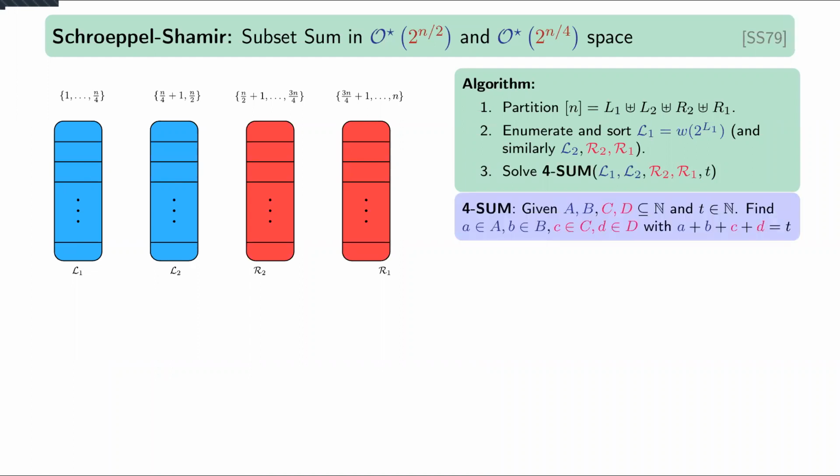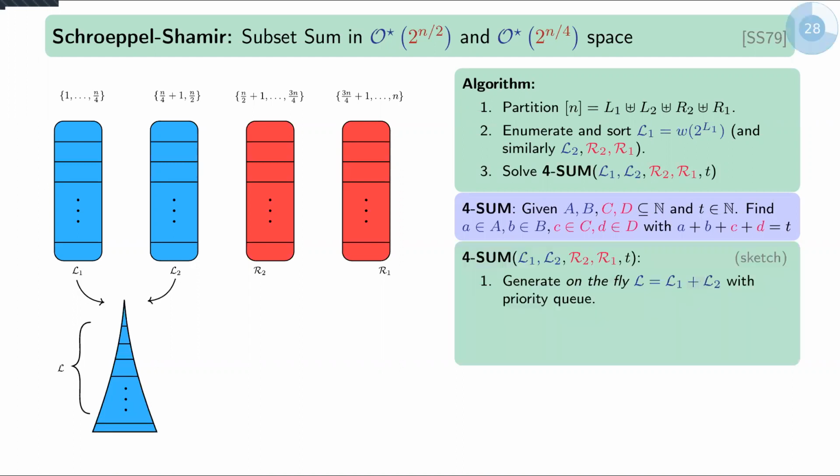In the 4-sum problem, you are given four sets of numbers and a target T, and your goal is to decide whether there is a choice of one number from each set that sums up to T. Let me sketch how this 4-sum algorithm works. This 4-sum problem can be solved in n squared time and linear space.